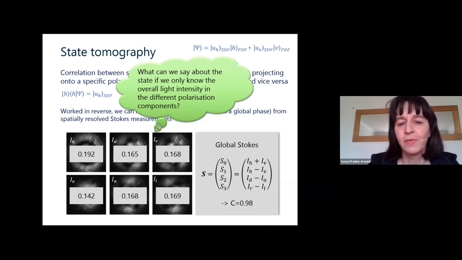And it turns out that from this alone, we can get the concurrence, the degree of quantumness, of vectorness of our state, if you so want. And for the one that I've shown you here, for example, I've just calculated that the concurrence is 0.98. So it's close to a maximally vector beam.